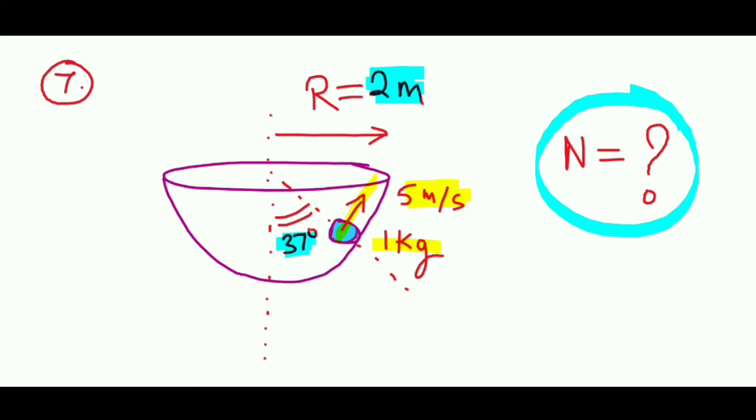First, try to understand that at this point, who is providing the centripetal force? The normal. To this small object of 1 kg, the normal is provided, and the normal provides the centripetal force.